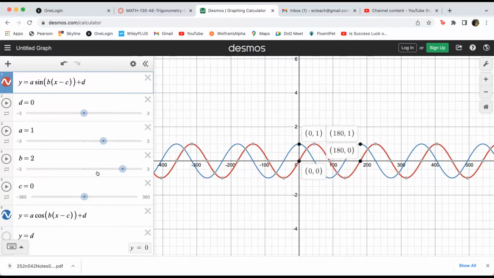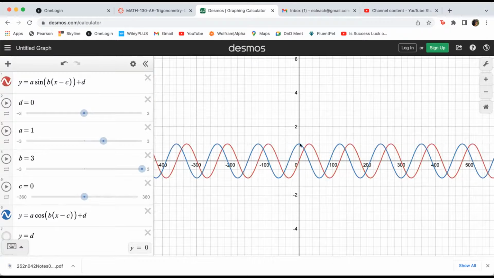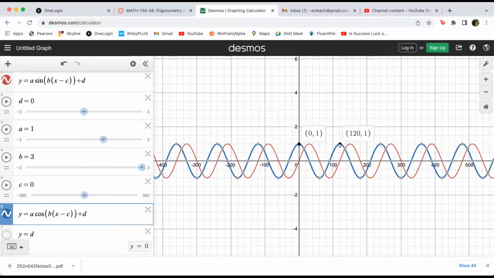When B gets up to 3, notice that the period is down to 120. When B is 2, the period got cut in half from 360 to 180. 360 is our default period. That's once around the circle. When B is equal to 2, our period went to 180. We were going around twice as fast. When B is equal to 3, the period was 120 because we were going around 3 times as fast.